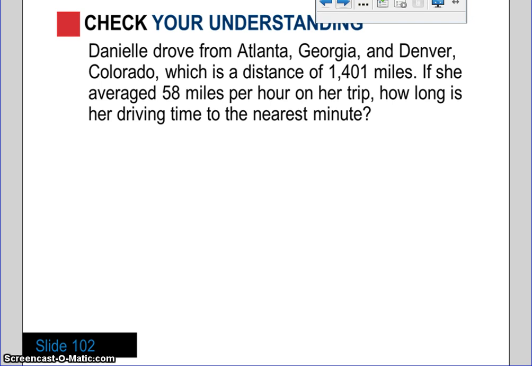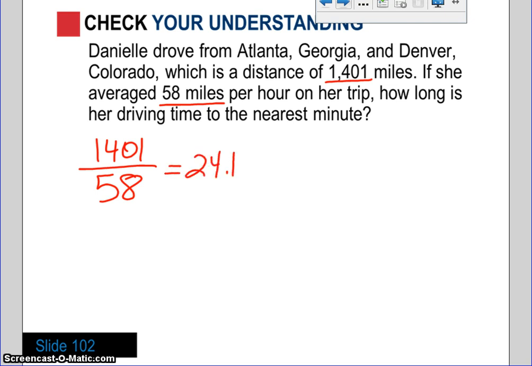All right, let's look at this. It says Danielle drove from Atlanta, Georgia to Denver. She drove between Atlanta and Denver, which is a distance of 1,401 miles. She averaged 58 miles per hour on her trip. How long is the driving time to the nearest minute? So hopefully your first step was you took 1,401 and you divided it by that average mile per hour, which was 58. And you got 24.155.